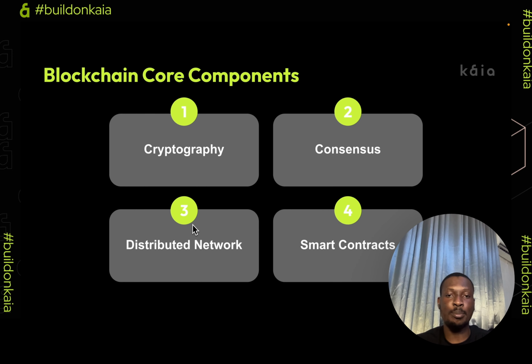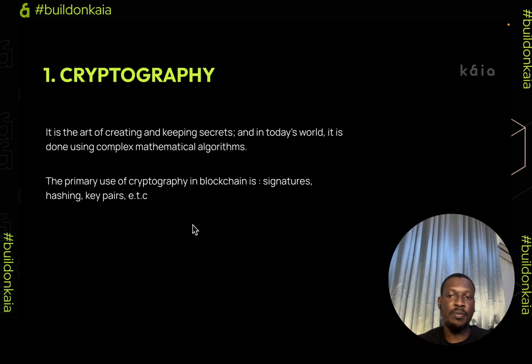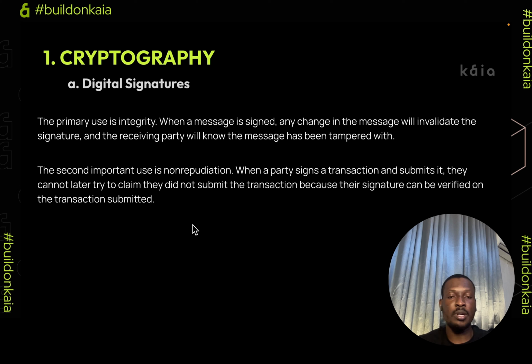Also, we're looking at blockchain core components, and today we're looking at four major core components, which are cryptography, consensus, distributed network, and also smart contract. All right, so let's take a look at them one after the other. The first is cryptography. Cryptography, in literal terms, is the art of creating and keeping secrets, but in today's world, it is done using complex mathematical algorithms. In the context of the blockchain, cryptography is important for the following reasons: for digital signatures, hashing, and also key pairs.